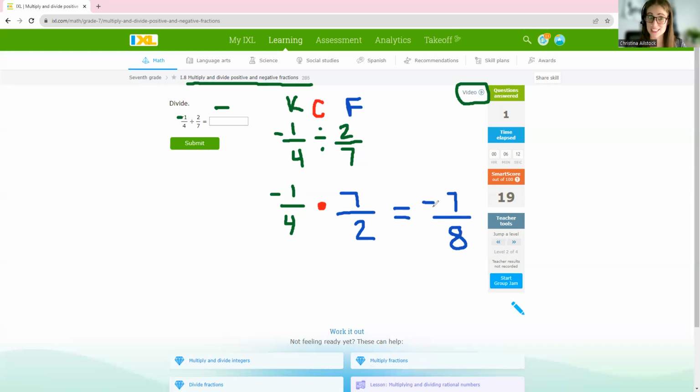And look at that, my answer is negative, which is what I said it should be. That's a great way to double check. When you type this answer in IXL, make sure to put the negative first, and the negative and the subtraction sign are the same button on your keyboard. And then you can enter 7, and then this little backslash is a fraction bar, and 8. So that's how it would look typed into IXL.